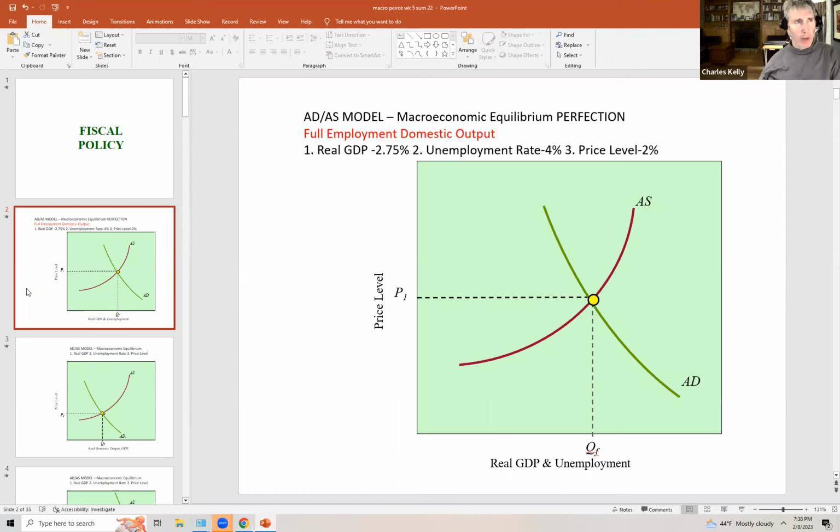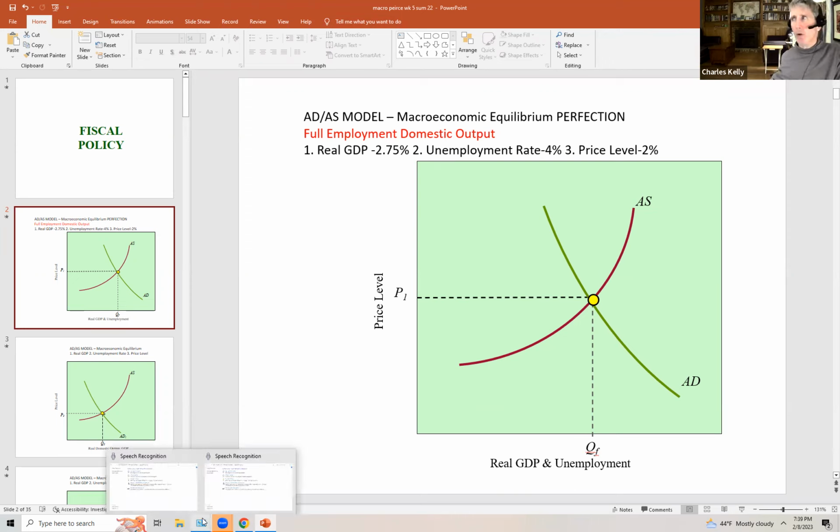What's the purpose of this model? Now, this is going to sound all fancy and intelligent, but it's really not that complicated. The model helps us make sense of what's called macroeconomic equilibrium. Now, if you said that, somebody goes, oh man, economics is so hard, it's confusing. Not necessarily. So what we have here is on the vertical axis, we're measuring the general price level in the economy. On the horizontal axis, we're measuring GDP and unemployment.